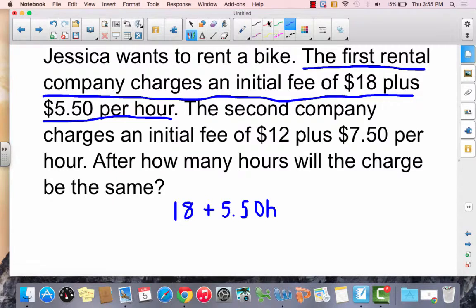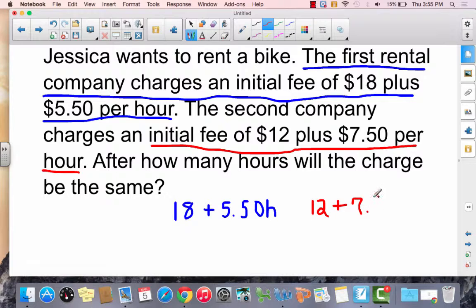Our second rental company I'll do in red. So the second company charges an initial fee of $12 plus $7.50 per hour. If I had to write that algebraically, I would do 12 plus 7.50 times some number of hours. And again, I don't know what that is, so I represent it with a variable. I'm going to choose the same variable that I used on the left-hand side of the equation, which is an h.